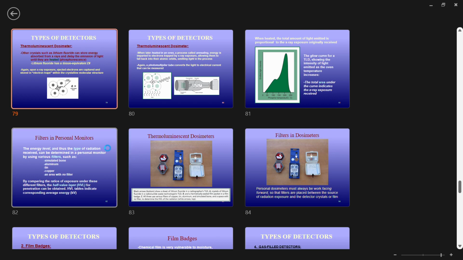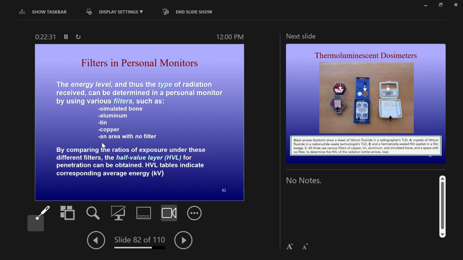Now, when you look at your dosimeters, you'll notice that it's not a blank face. There's writing on the face for one, but then you'll see what look like little metal pieces here, and a little bubble thing over here. Okay, these are filters. There are small pieces of material put into your badges, even if you can't see them, that act as filters. There are materials that act as simulated bone, aluminum, tin, copper, or areas with no filter at all, okay?